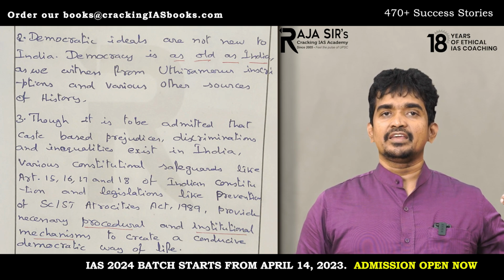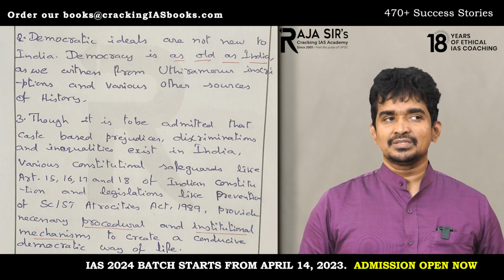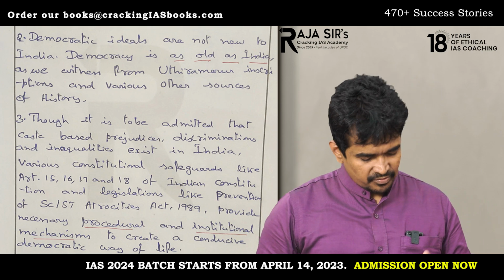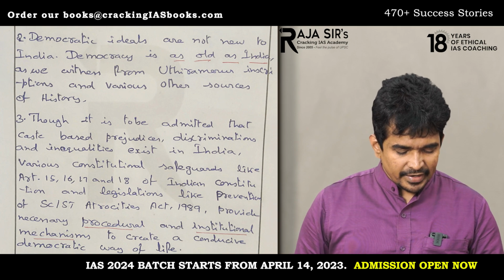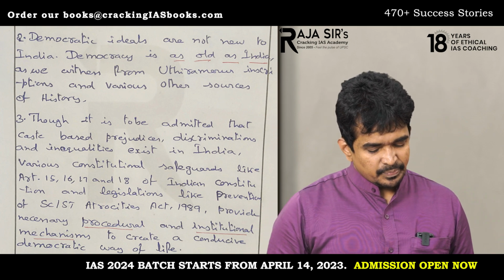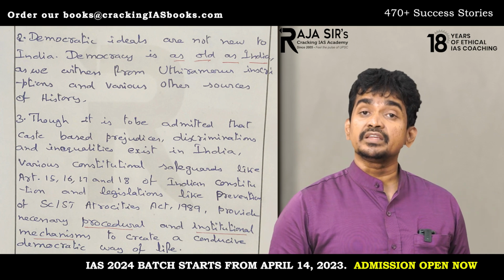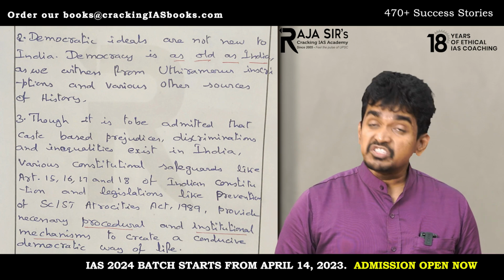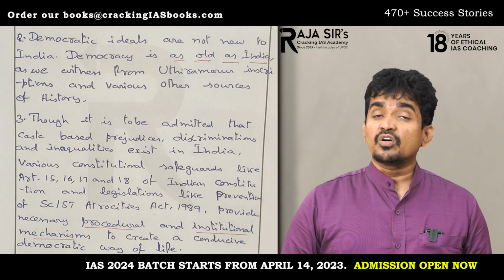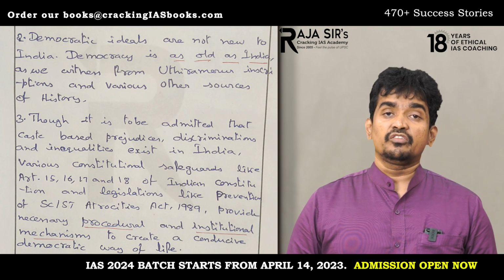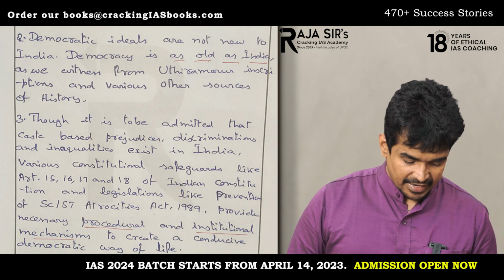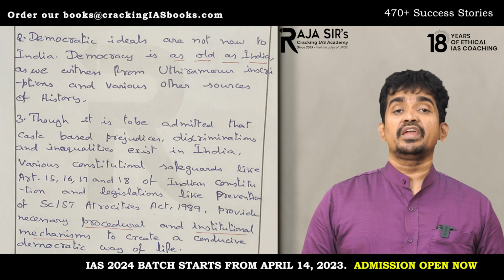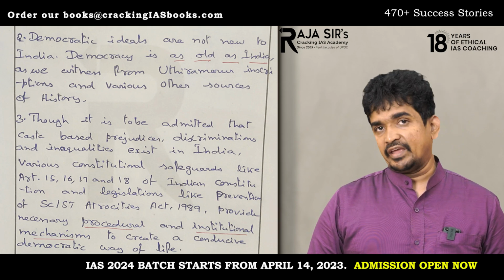He mentioned the historical and social origins, but he failed to substantiate them with the strength of argument, right? Fine. Now the third point: though it is to be admitted that caste-based prejudices, discriminations and inequalities exist in India, various constitutional safeguards like Articles 15, 16, 17 and 18 of the Indian Constitution and legislations like the Prevention of SC/ST Atrocities Act 1989 provide necessary procedural and institutional mechanisms to create a conducive democratic way of life, right?